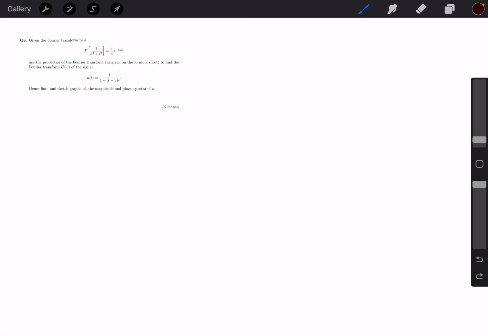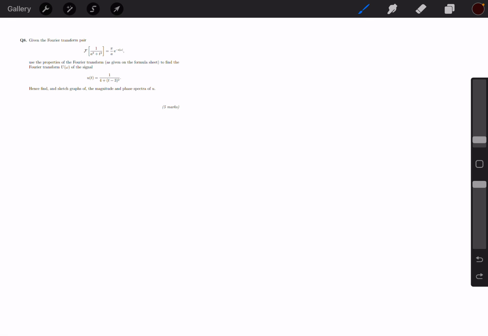It's a Fourier transform question. We're given all the information we need. So first of all, we find the magnitude and phase spectra and then we sketch the graphs.